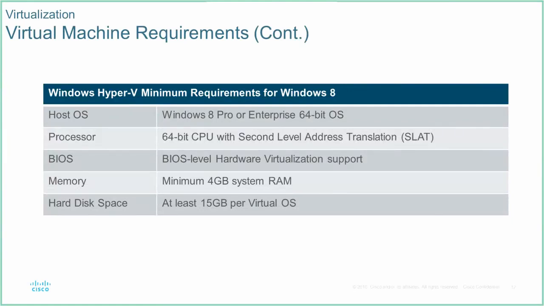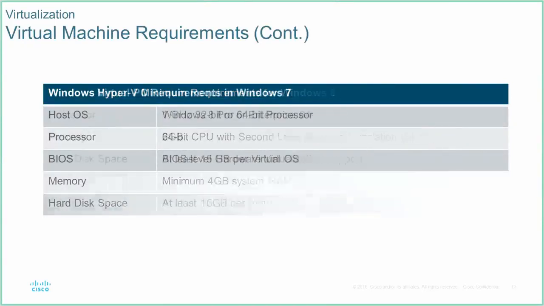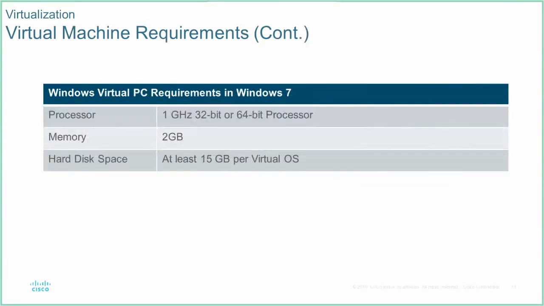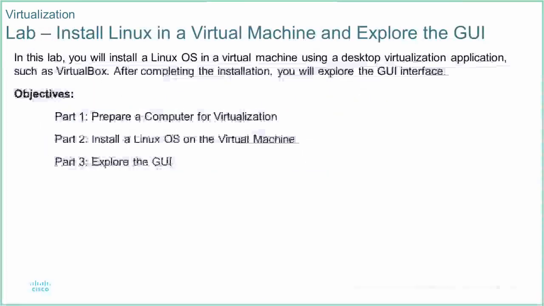You then have your host OS, and again the hard drive space and so forth for Windows 8, Windows 7. So basically, common theme there: 15 gig for a virtual operating system, and standard recommended memory for minimum. Okay, so I left the lab slide in for a change.